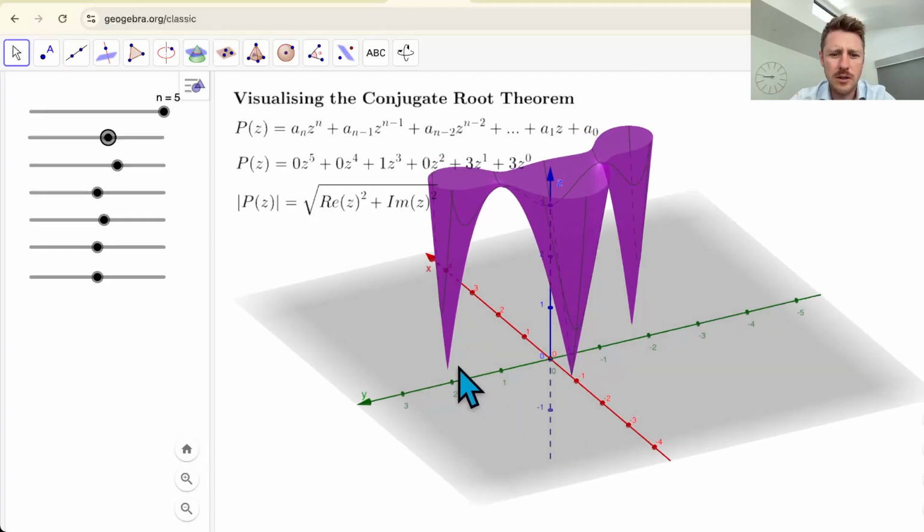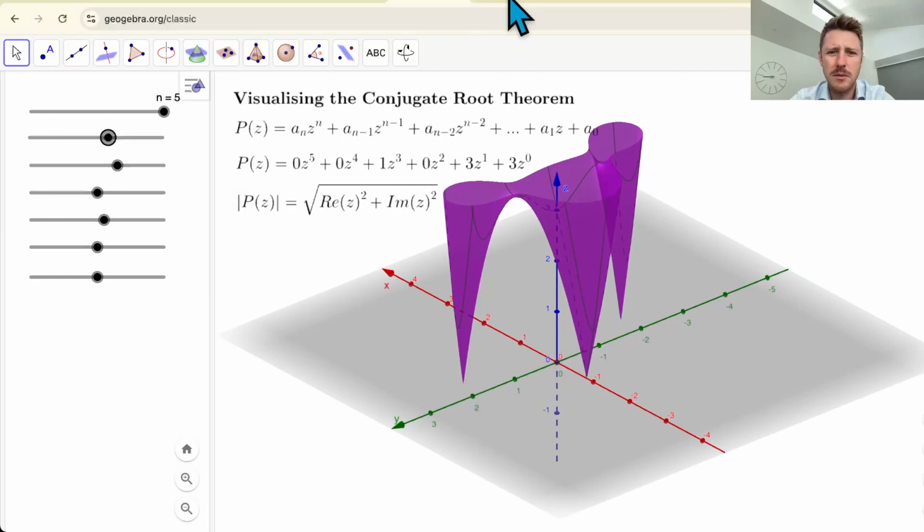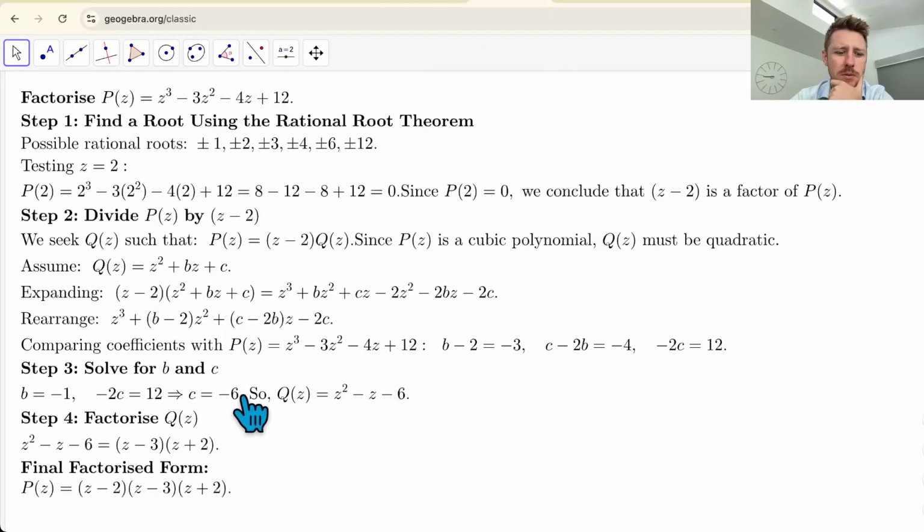Okay, so tricky idea, but hopefully it's making some sense. Let's have a look at another example. Here's another example that I had prepared before, but then I realized it doesn't have any complex solutions. So I'll just leave this here for you to look at. So pause the video and have a read.